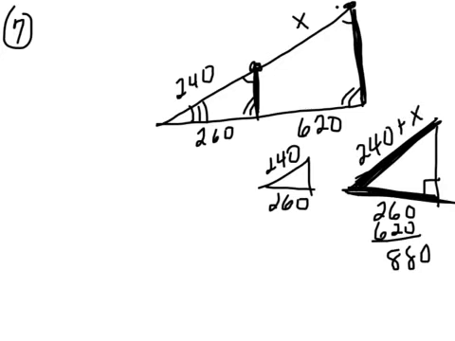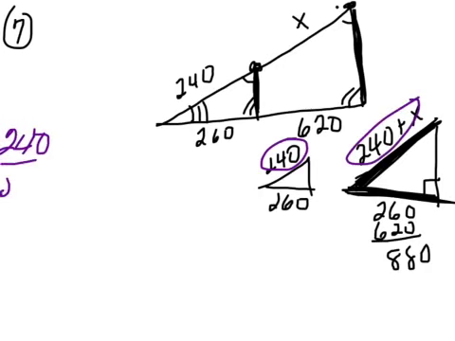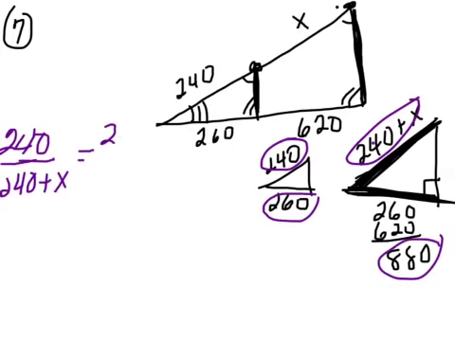So if I'm going to set this up, let's say that I'm going to go across the triangles. That's my favorite way to do it. So I'm going to say 240 matches up with 240 plus x. We know the sides are proportional. 240 matches up with 240 plus x, the way that 260 matches up with 880.